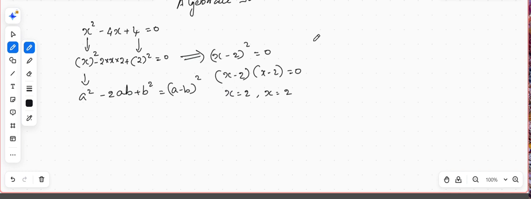So let's have a recap of splitting the middle term. Consider another example, x square minus 5x plus 6 equal to 0. First, make sure that it's a quadratic equation. Is it a quadratic equation? Yes. The power of the variable is 2, so it's a quadratic equation. After confirming this, what do I need to do? Observe the coefficient of x square. Coefficient of x square is 1. So what do I need to do?